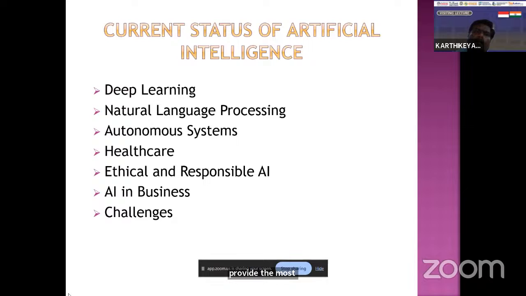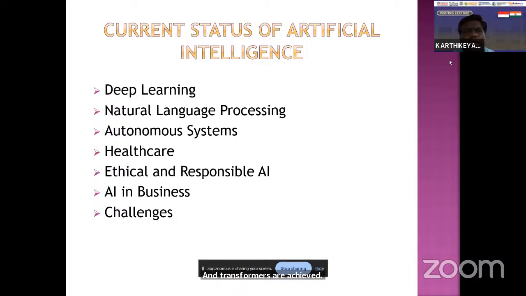And next is the current status of AI. This includes deep learning, natural language processing, autonomous systems, healthcare, and ethical and responsible AI in business and challenges. The first one is deep learning. Deep learning is nothing but image recognition, speech recognition, and transformers have achieved state of the art results in these areas.